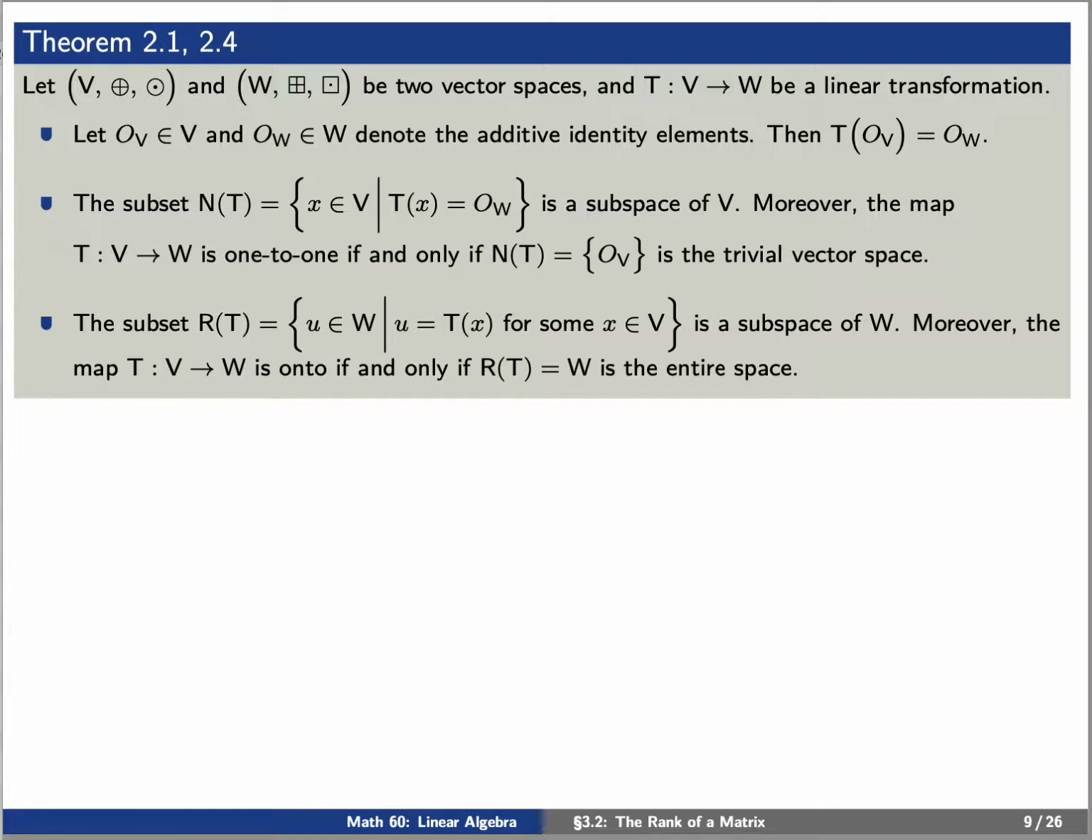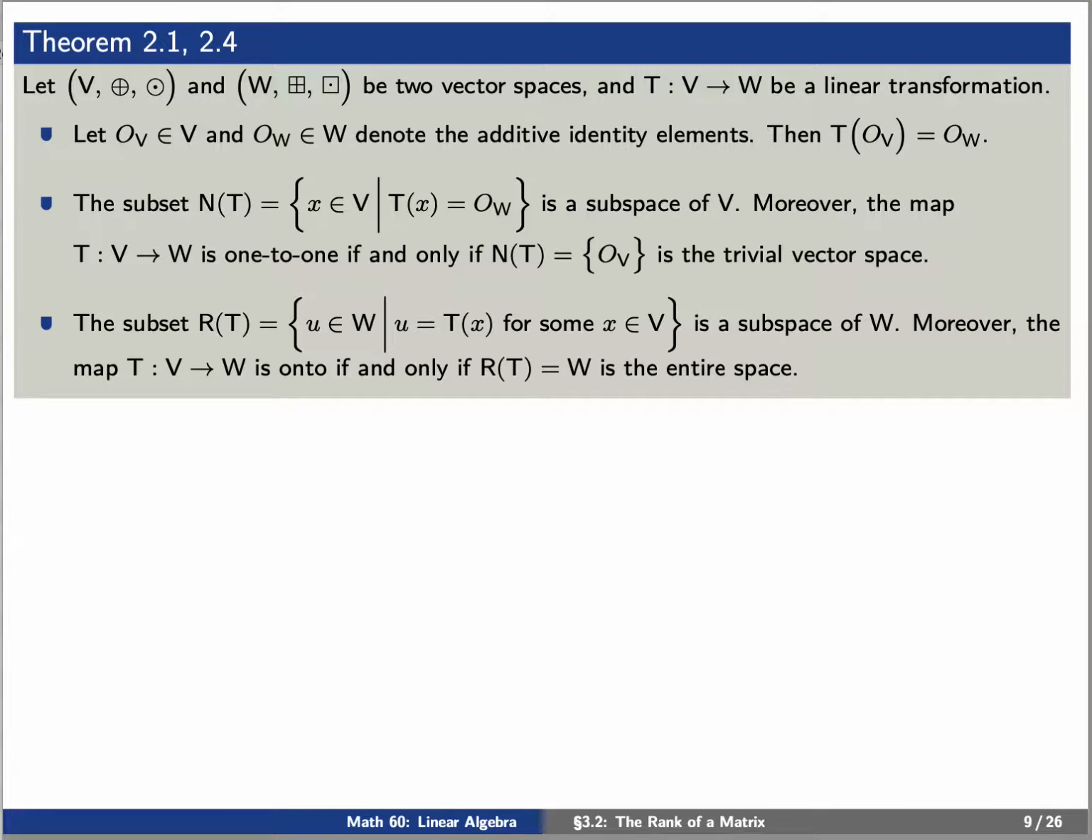Remember that the zero vector in V maps to the zero vector in W, that is, T of 0_V equals 0_W. The subset, capital N of T, that consists of those vectors x that map to the zero vector in W is a subspace of V. Moreover, we'll say that our linear transformation T is one-to-one if and only if this N of T is the trivial vector space.